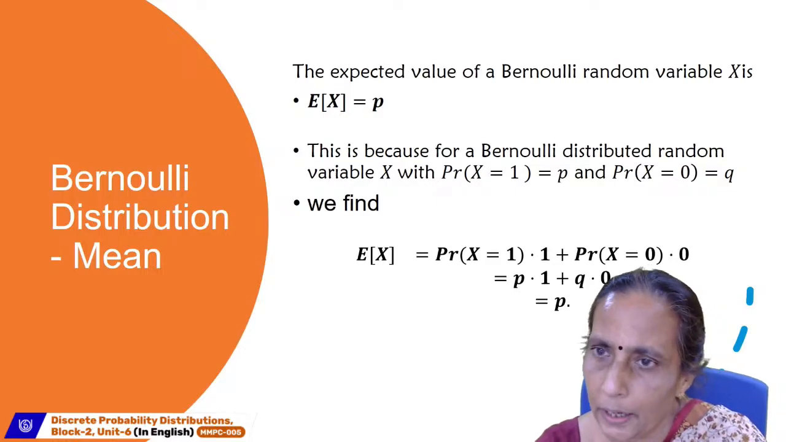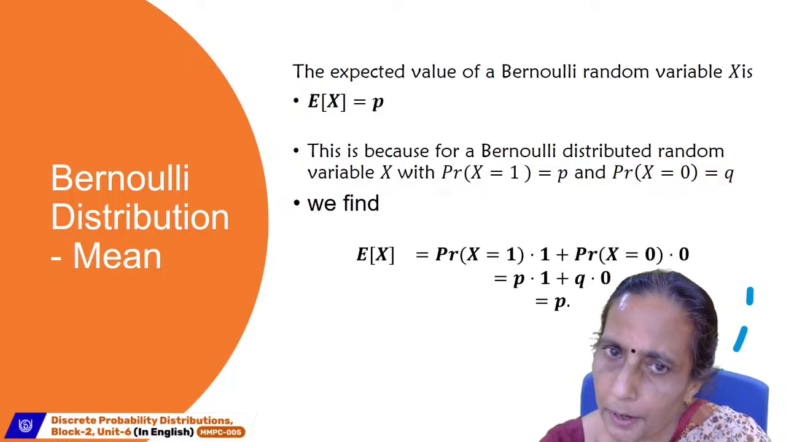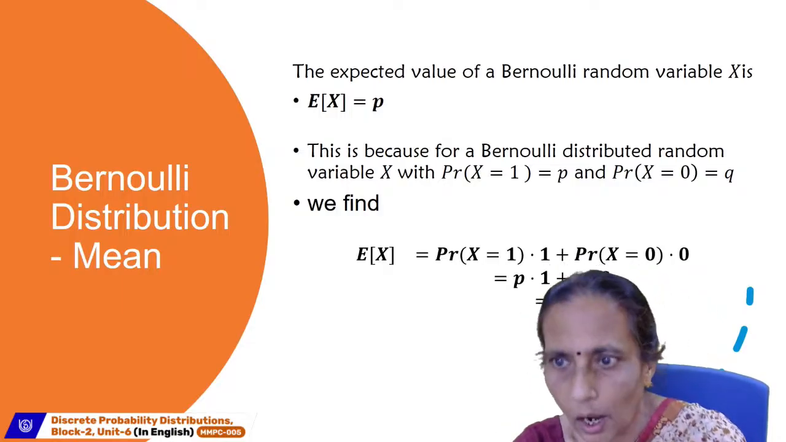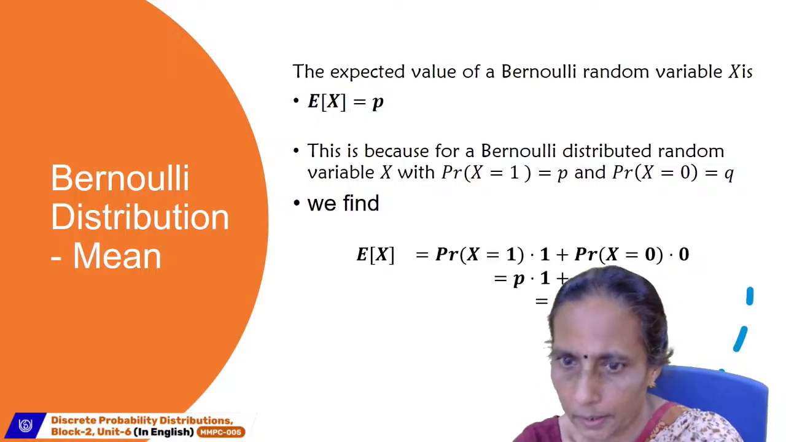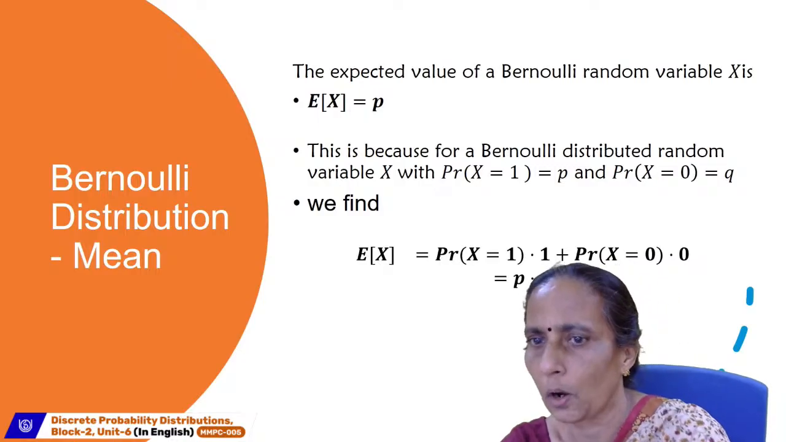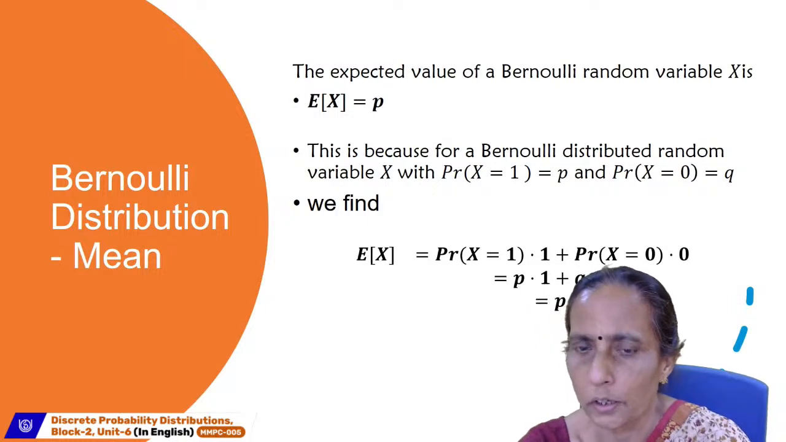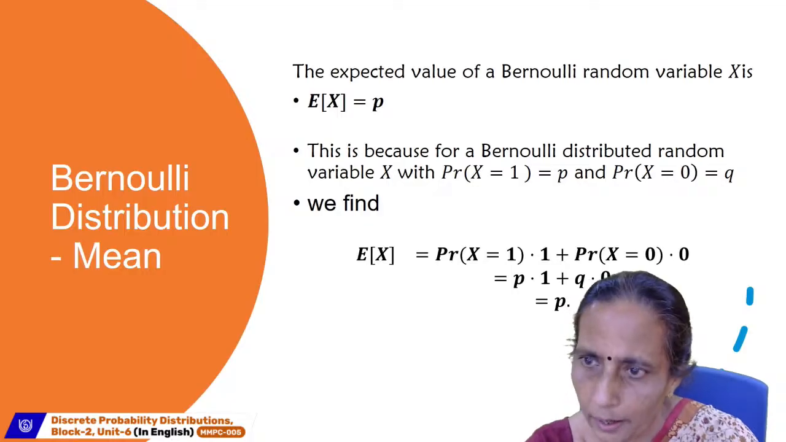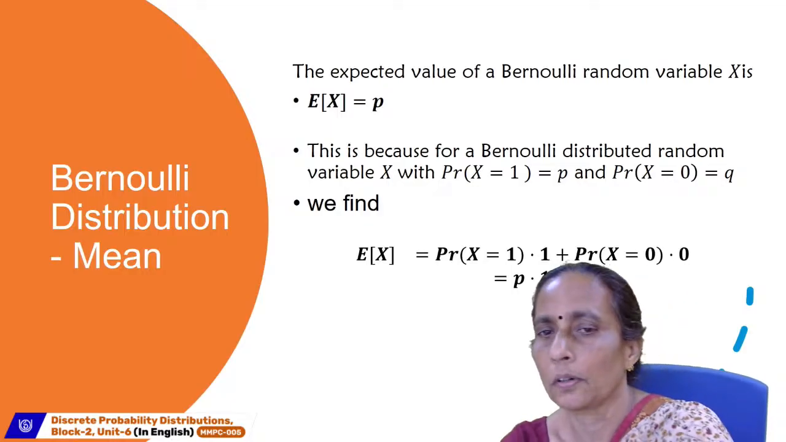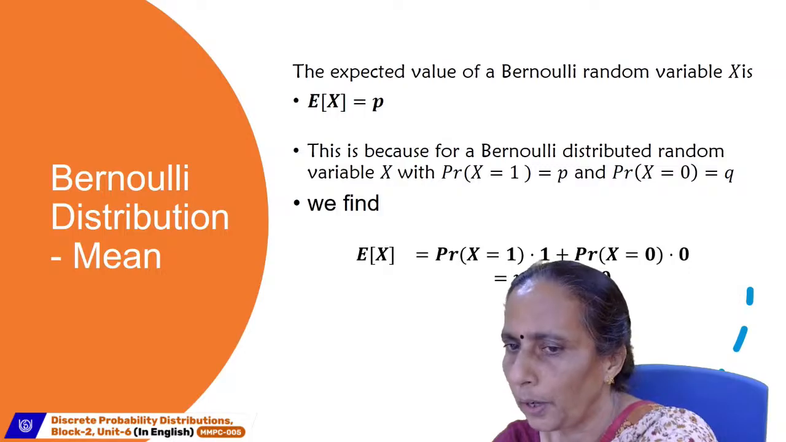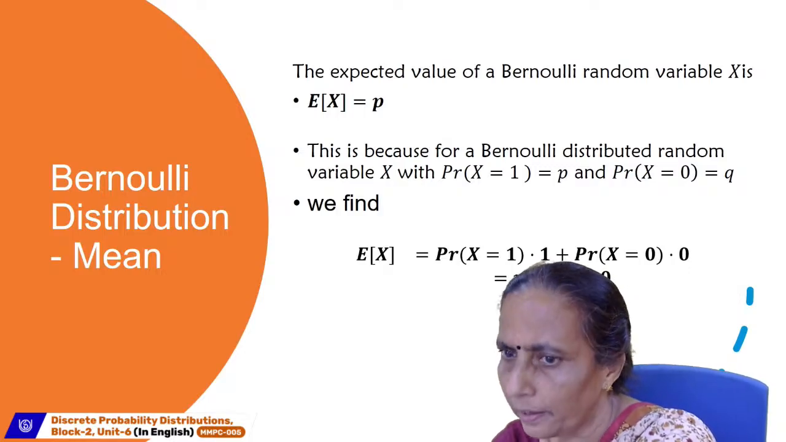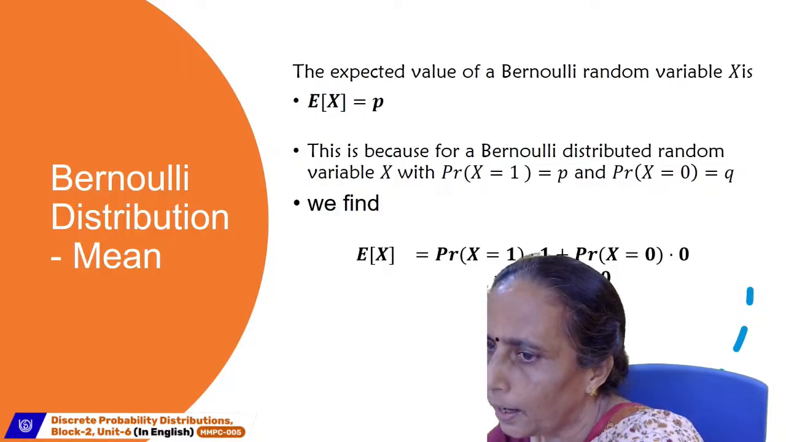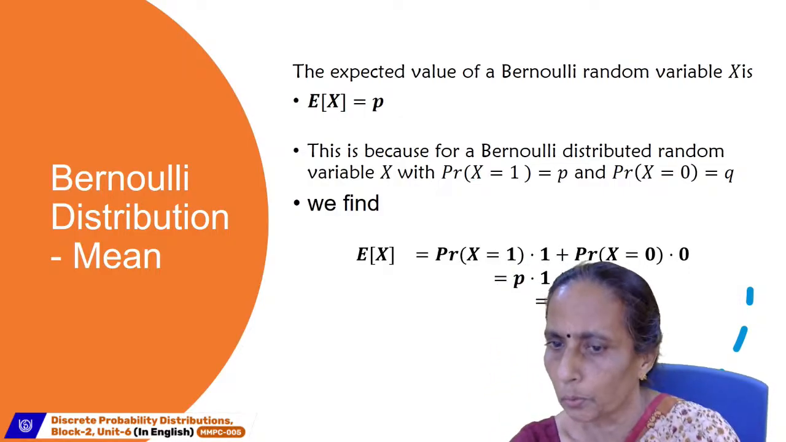So the expected value of your Bernoulli random variable x is expectation of x is equal to p. So how did we arrive at this? This is a simple calculation. This is because for a Bernoulli distribution, your random variable x can take two values, one is 1 and one is 0. So if the probability that x is equal to 1 is p, then the probability that x is equal to 0 is 1 minus p. That is, we define it as q.